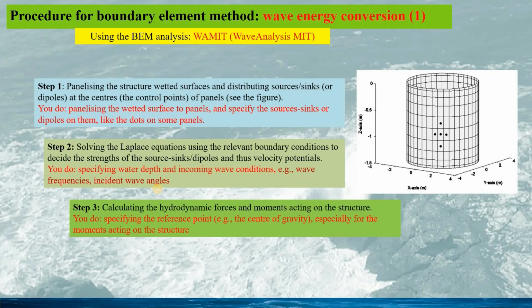Step 3 is for calculating the force and moment acting on the structure. Once the potentials are solved, the fluid pressure can be calculated using the linearized Bernoulli's equation for the wave excitation and the radiation forces. To do that, you might need to specify the reference point, for instance, the center of gravity or some other specific point, such as a point at the calm water surface.